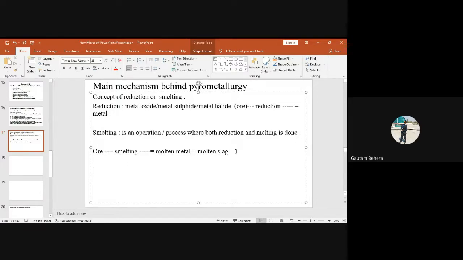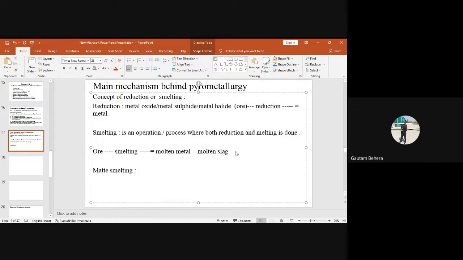So there is a concept called matte smelting. We can have two types of smelting: reduction smelting or matte smelting. Reduction smelting simply means there will be reduction and melting. The ore will get reduced and get melted. But matte smelting is also a smelting process where melting takes place, but the product will not be metal. The product will be molten matte plus molten slag.